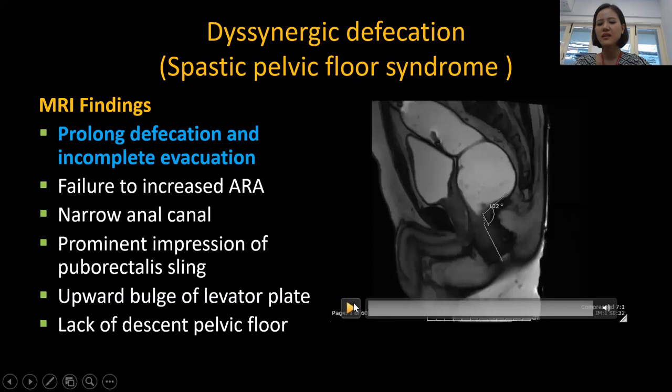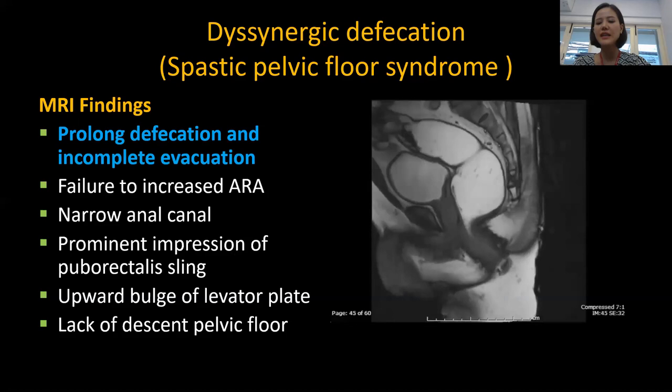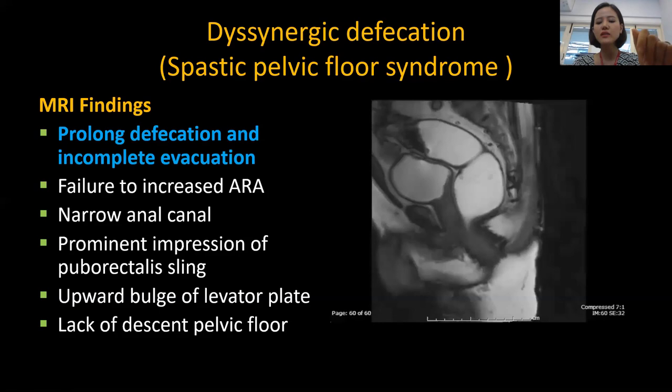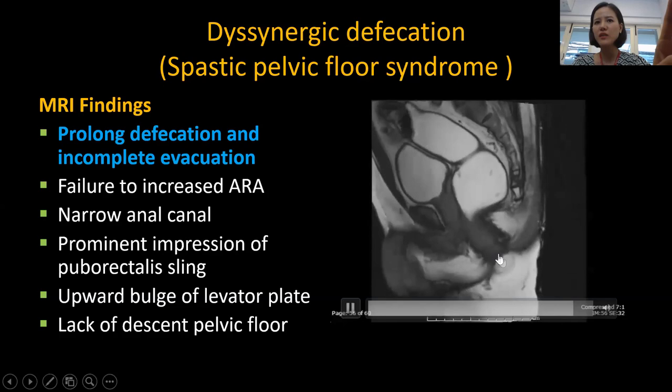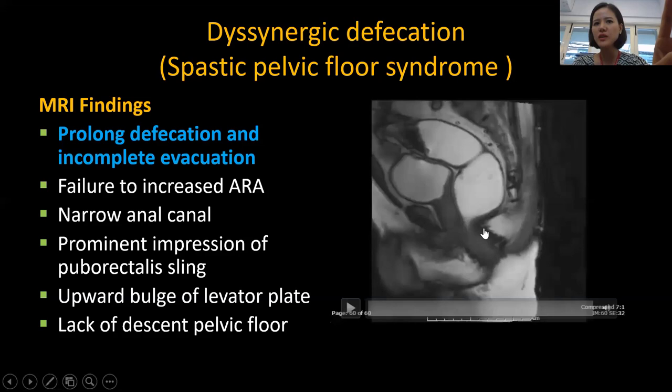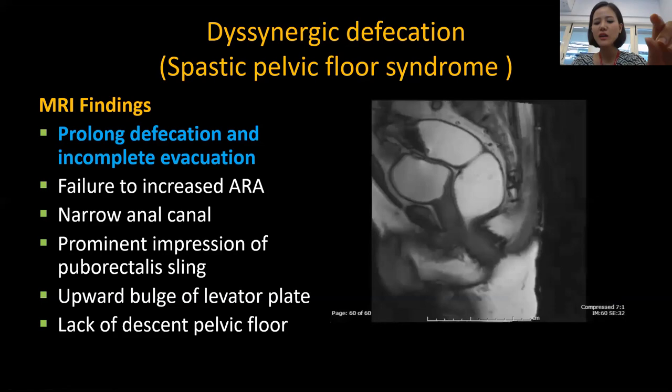So if no evacuation of rectal content at all, or delayed evacuation time more than 30 seconds to evacuate 2/3 of the rectal content, anismus should be considered. Other MRI findings are failure to increase ARA in defecation phase, narrow anal canal, prominent puborectalis, upward bulge of levator plate, and lack of pelvic floor descent, that is M-line. It's not necessary to see all findings to diagnose anismus. Sometimes you see only 3 or 4 findings.